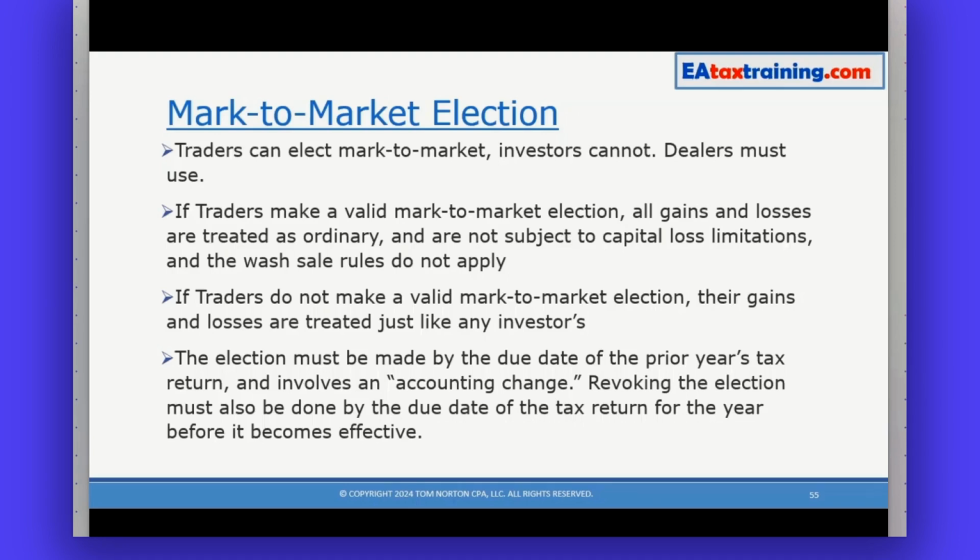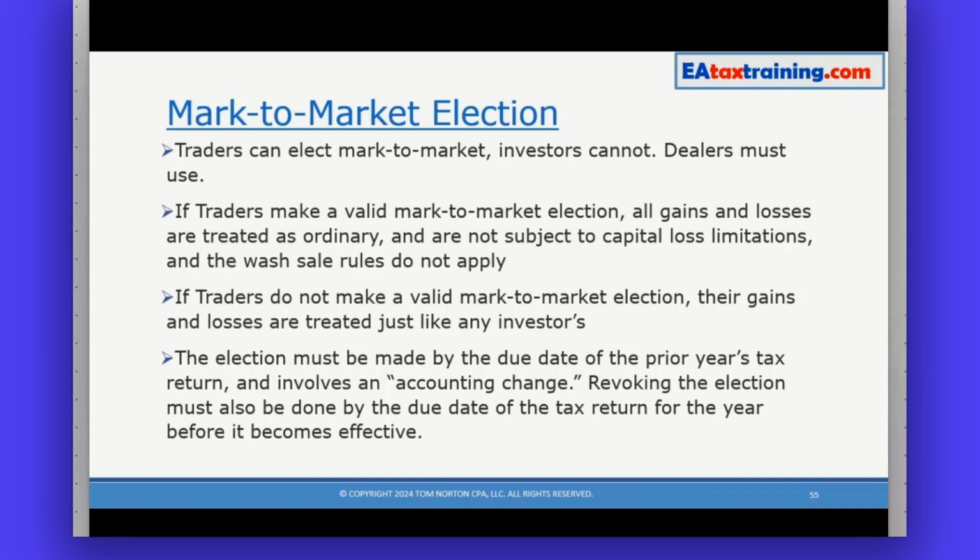So if a trader wants to, they can do this and say, okay, my gains and losses will be ordinary. I don't get the favorable capital gains rates, but I don't have to worry about the $3,000 a year loss limitation. And I don't have to worry about the wash sale rules. So they can make that election. If they don't make that election, then their gains and losses are treated just like anybody else's. So they have to actually make the election.